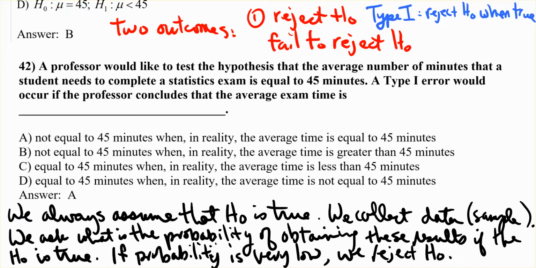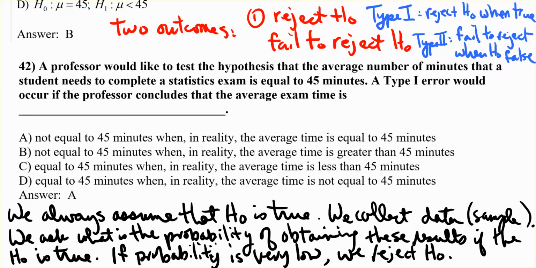And with the second type, if you fail to reject, that means that your data did not give you a value so far away from the null hypothesis. So you fail to reject the null hypothesis. This is a type 2 error. You fail to reject when in fact H null is false. All right? So these are the two types of errors that you can make with a statistical test.